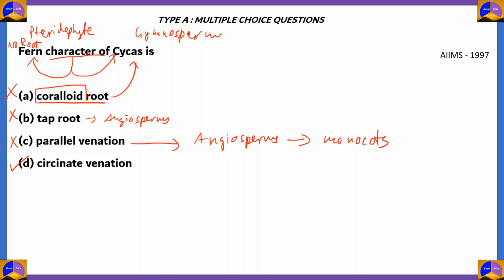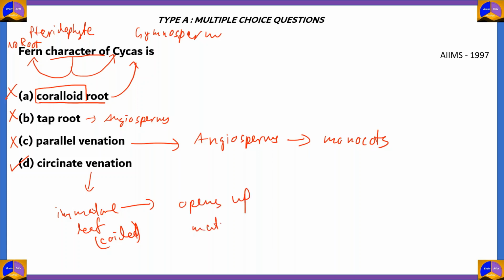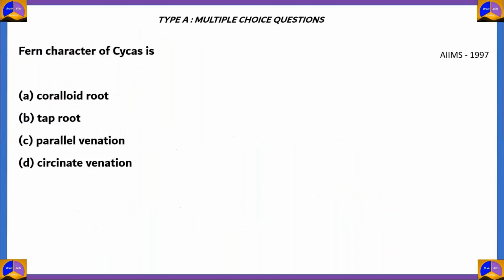The right answer is option D, circinate venation. In circinate venation, the immature leaf is coiled and then opens up during maturity. This is to protect the leaf tip. So the leaf tip is protected. And so this is a characteristic of ferns as well as Cycas. Let's look at the next question.